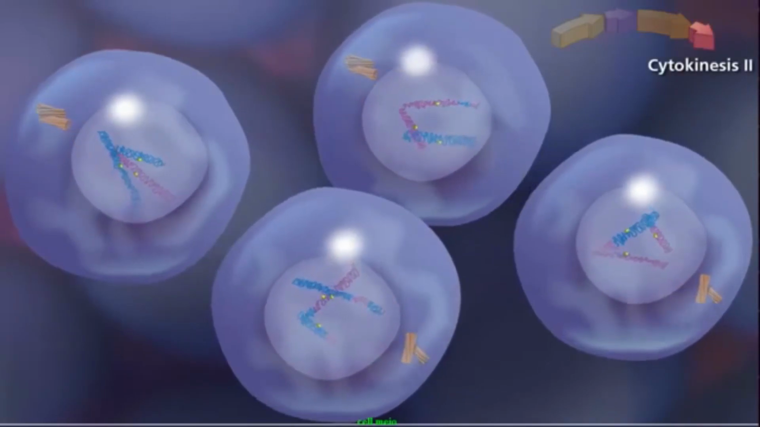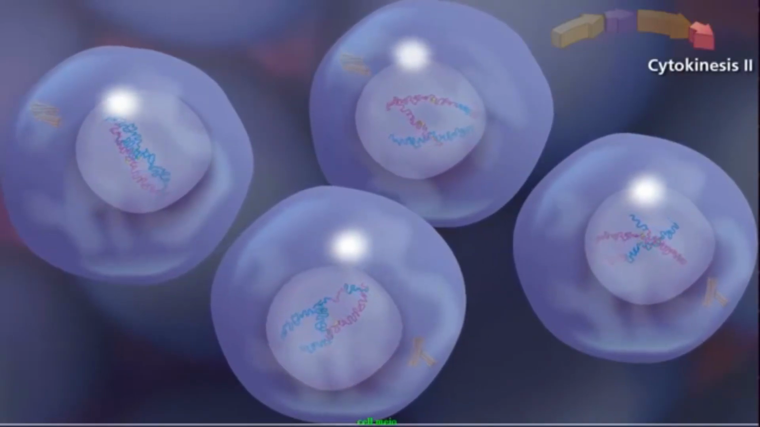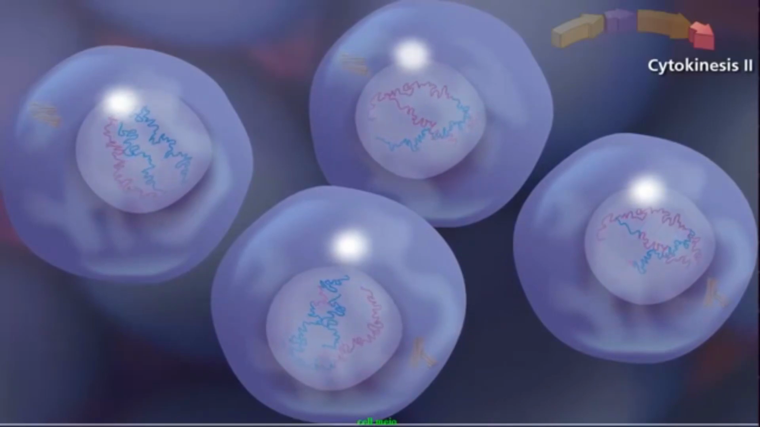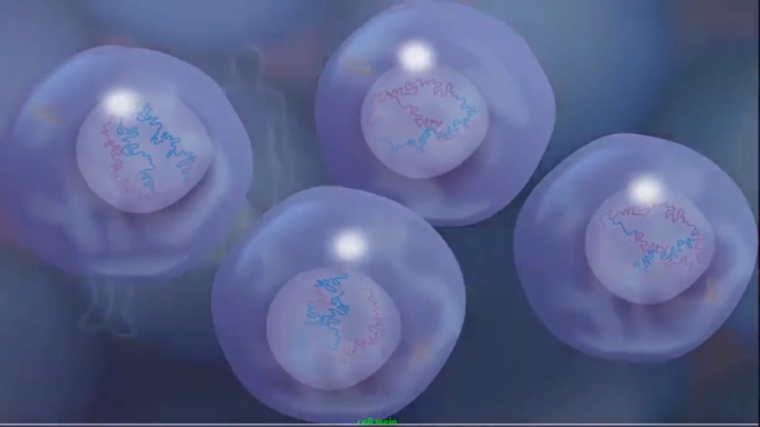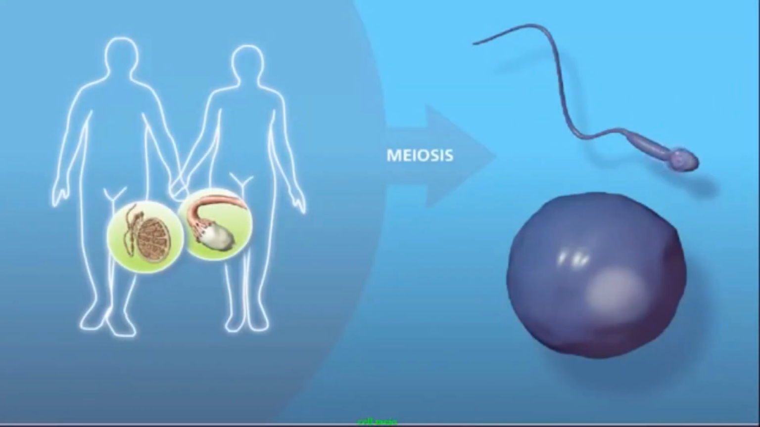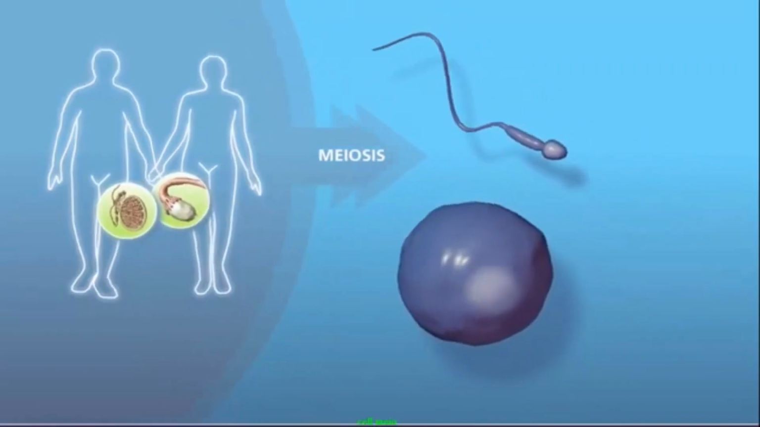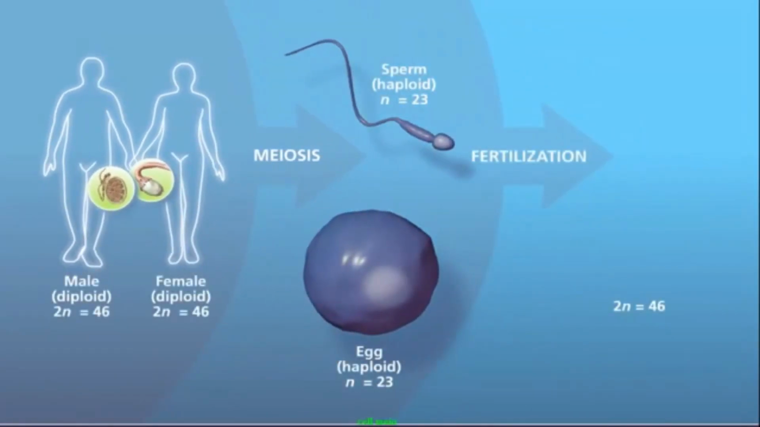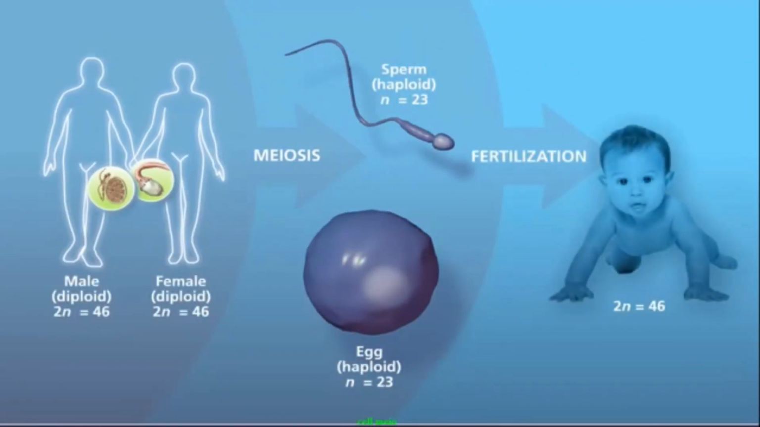Cytokinesis occurs, and cleavage furrows separate the two daughter cells into 4 haploid daughter cells. The haploid daughter cells will specialize into gametes, either sperm or egg. These fuse in fertilization to form a zygote, which will grow into a child. The child receives half its chromosomes from its mother and half from its father.